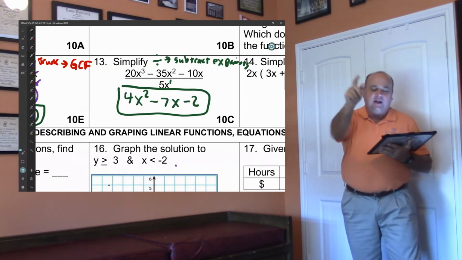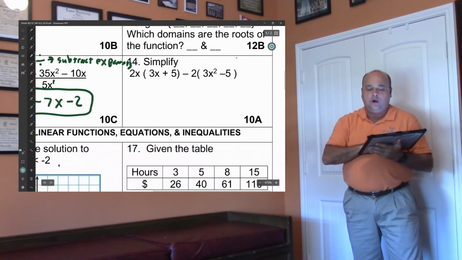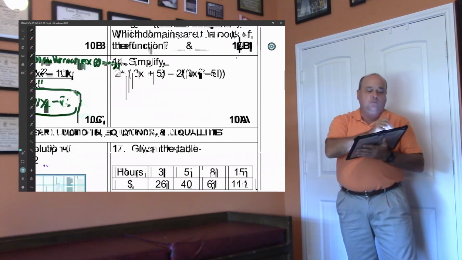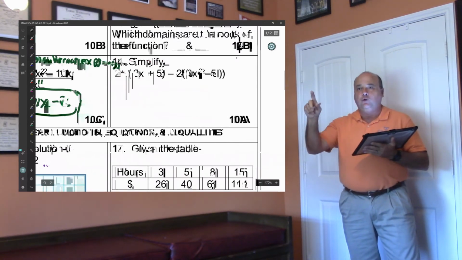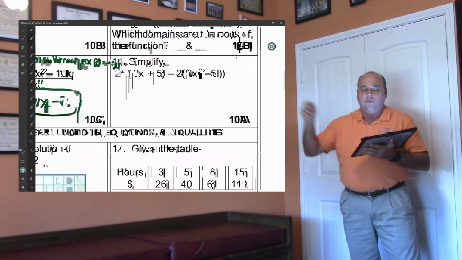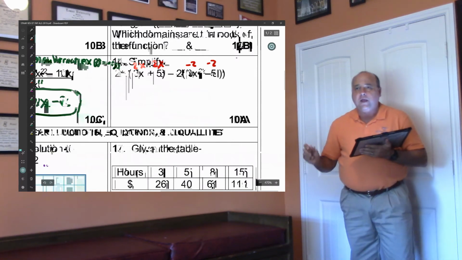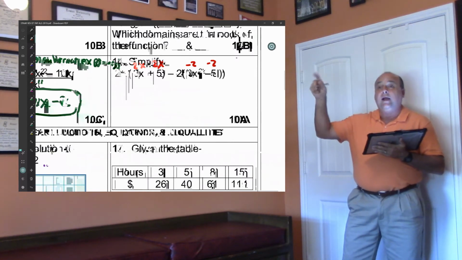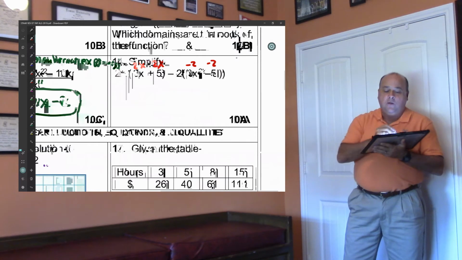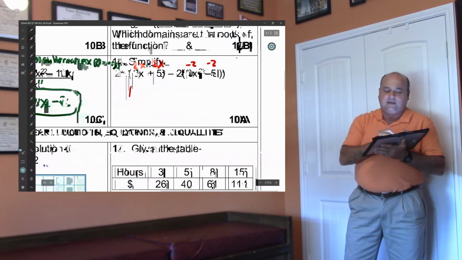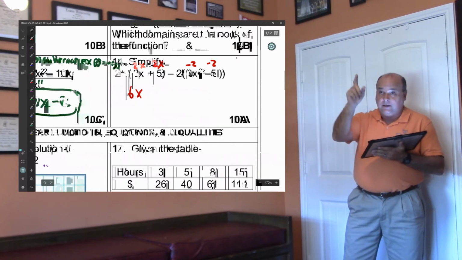Now then, let's do number 14. On 14, we got 2 bluebell trucks, don't we? We have a 2x bluebell truck and a negative 2. So let's distribute the 2x bluebell truck. And then we're going to distribute the negative 2 bluebell truck. So we're going to do sign, number, letter, exponent maybe 4 times. So 2 times 3 is 6. The letter is x, and x times x is x squared.